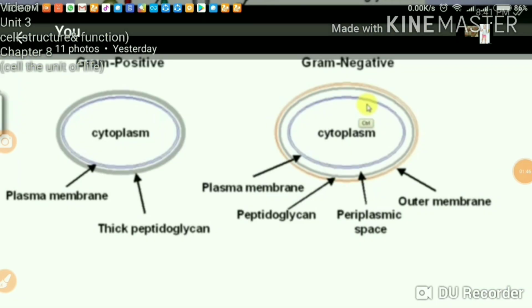In the next video, we will discuss gram-positive and gram-negative bacteria in detail.